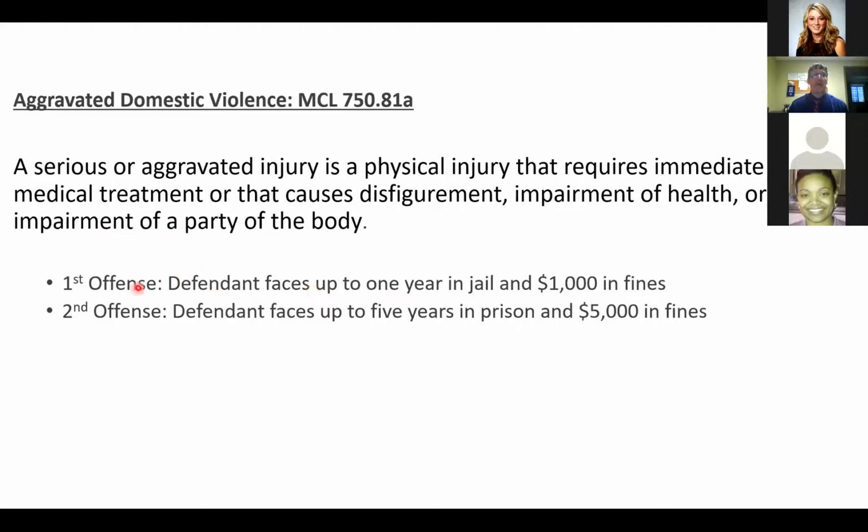So it's still a misdemeanor, but it's up to 1 year in jail for a first offense and up to 5 years in prison for a second offense. So aggravated domestic violence is quite a bit bigger deal in the criminal justice system than what I refer to as simple domestic violence. And it's important for us to know that too, because as we're talking to our patients, we're eliciting injuries and we're trying to get the medical history.